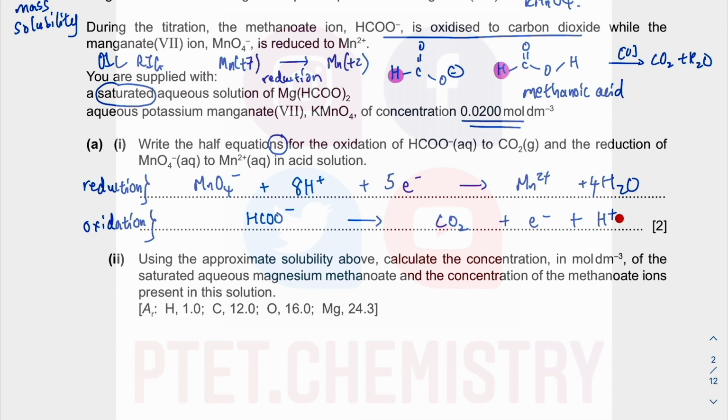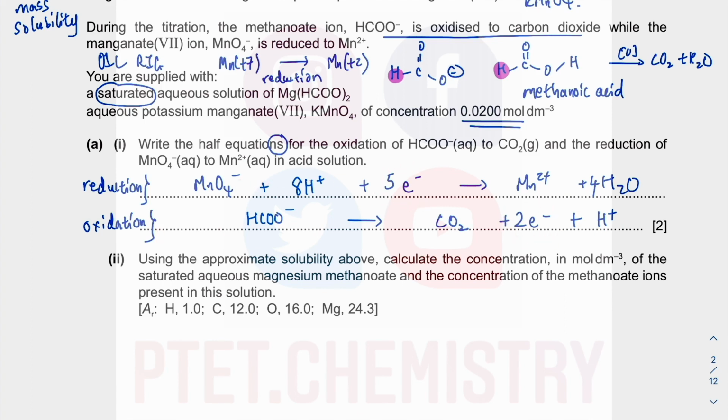So +1 plus how many electrons will give me -1? I need 2 electrons, right? So +1 minus 2 give me -1 overall. That will balance out that thing there. So you can see there are 5 electrons involved for reduction, 2 electrons involved for oxidation.